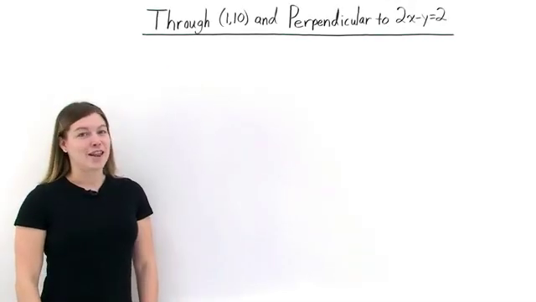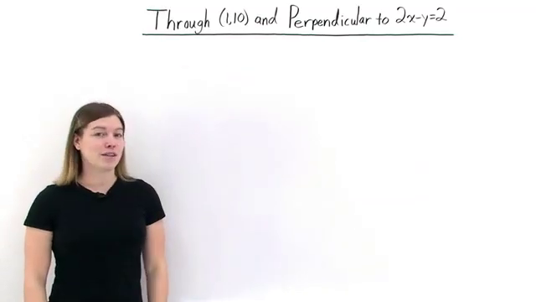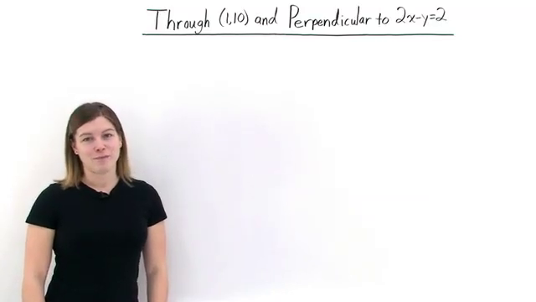Find the equation of the line that passes through the point (1, 10) and is perpendicular to the line 2x - y = 2. Write this equation in slope-intercept form.